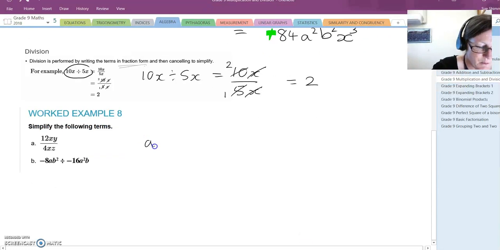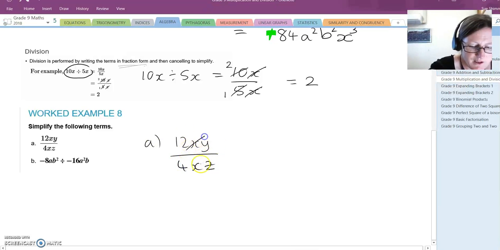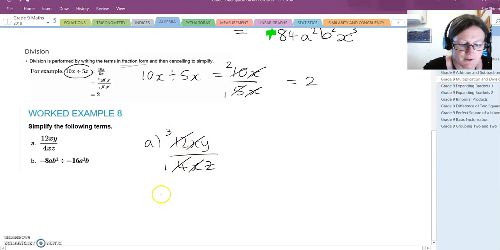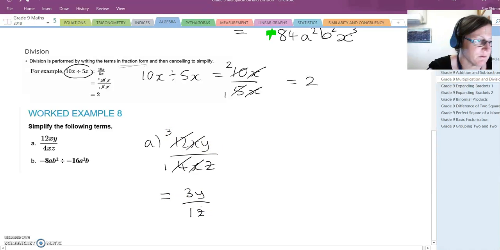So this first example has got them in fraction form already, so 12xy over 4xz. We can cancel the x's, there's an x on the top and there's an x on the bottom. 4 goes into itself once and 4 goes into 12 3 times. So on the top we have 3y and on the bottom we have 1z. So that would be the answer to that one. You can just write that as 3y over z, you don't need to write the 1. That's the same thing.